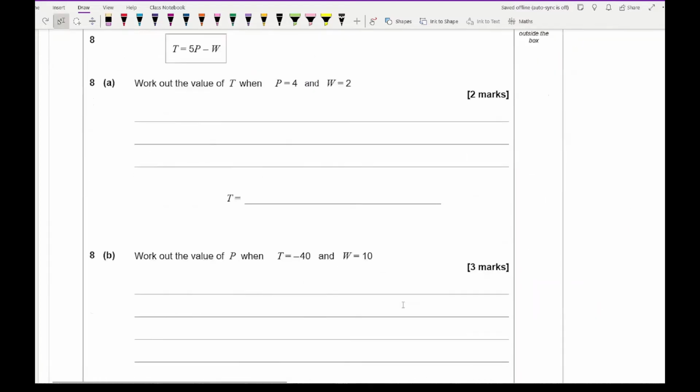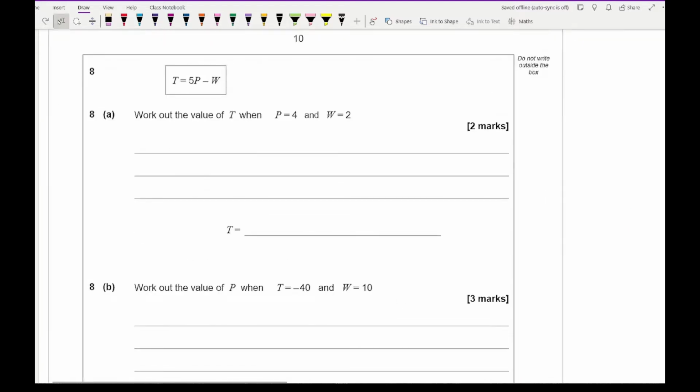To question 8, it says that t equals 5p minus w. Work out the value of t when p equals 4 and w equals 2. So all I need to do is substitute these numbers into this formula. So here I've got t equals 5 times p, which is 4, minus w, which is 2. 5 times 4 is 20. Take away 2 gives me an answer of 18.